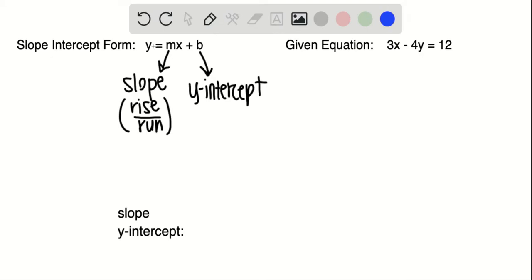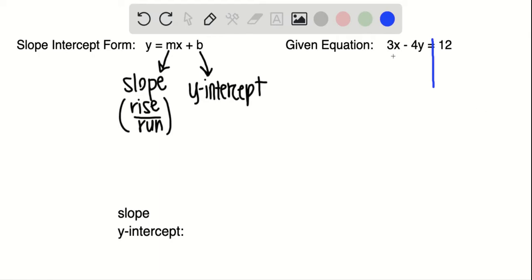Slope-intercept form is y is equal to mx plus b, where m is the slope, rise over run, and b is the y-intercept. In order to start with this given equation, I'm going to think about it as having two sides of the equal sign, so I'm going to draw a line through the middle. On the left side of the equal sign, I have 3x minus 4y, and on the right side, I have 12. Again, our main goal is to get y all by itself, or to solve for y.